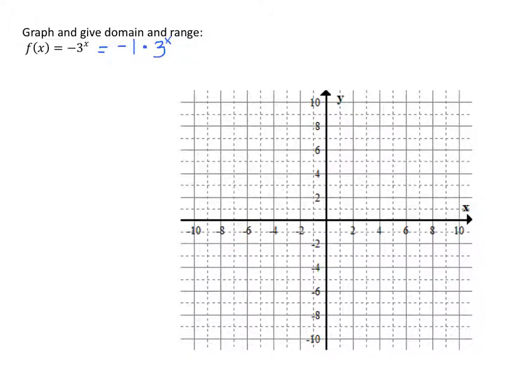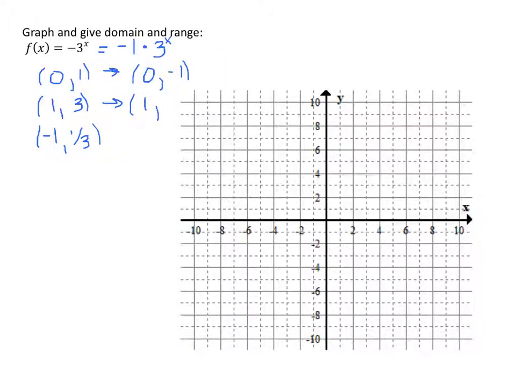So the first thing that I will do is I know that when x is 0, y is 1. When x is 1, y is 3. When x is -1, y is 1/3. But I need to multiply every single one of these by -1. So really, when x is 0, y is -1. When x is 1, y is -3. And when x is -1, y is -1/3.